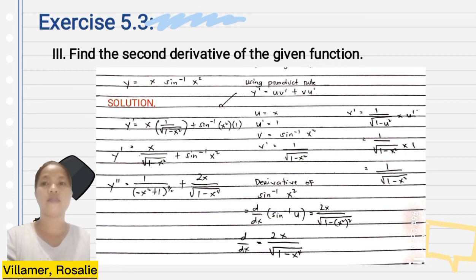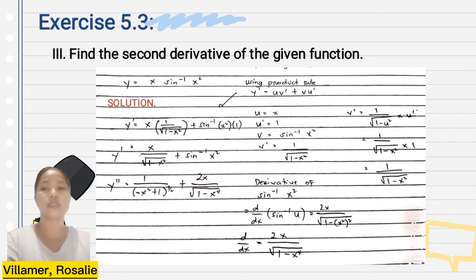Find the second derivatives of the given functions. y is equal to x sin raised to negative 1 of x squared. In finding the derivatives, we must substitute first the given functions and identify. Using the product rule, the derivative of y is equal to u times the derivative of v plus v times the derivative of u.